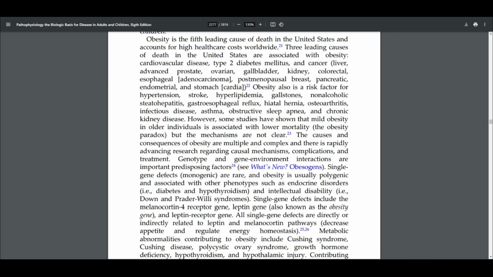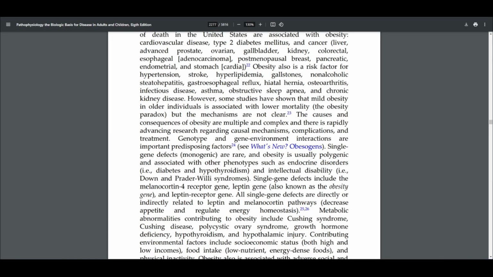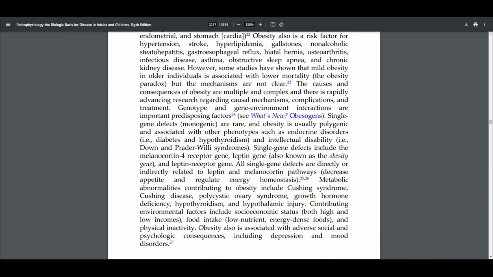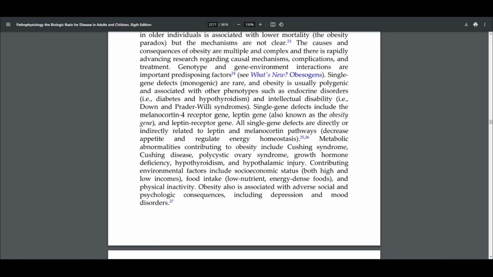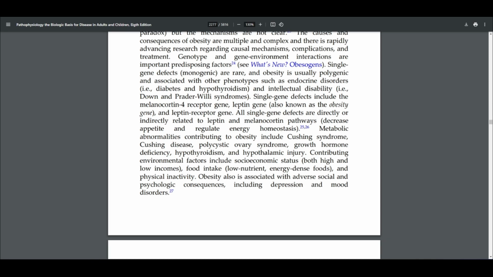The cause and consequence of obesity are multiple and complex, and there is rapidly advancing research regarding causal mechanisms, complications, and treatment. Genotype and gene-environment interactions are important predisposing factors. Single gene defects are rare, and obesity is usually polygenic and associated with other phenotypes, such as endocrine disorders and intellectual disability. Single gene defects include the melanocortin 4 receptor gene, leptin gene, and leptin receptor gene.